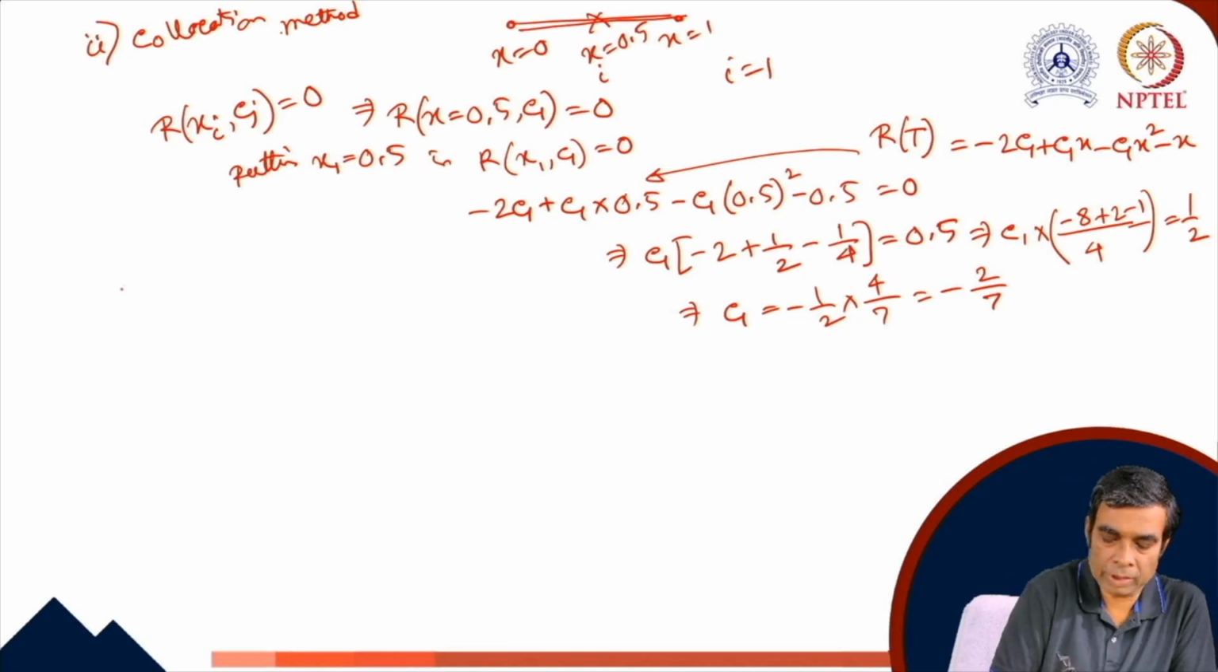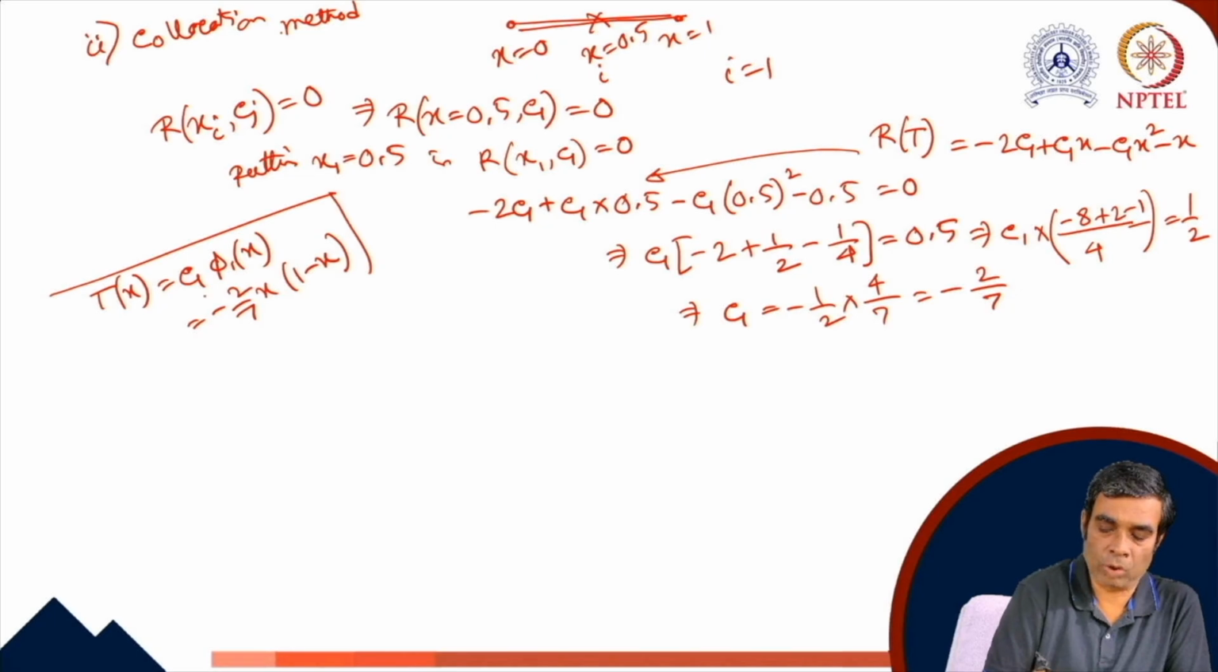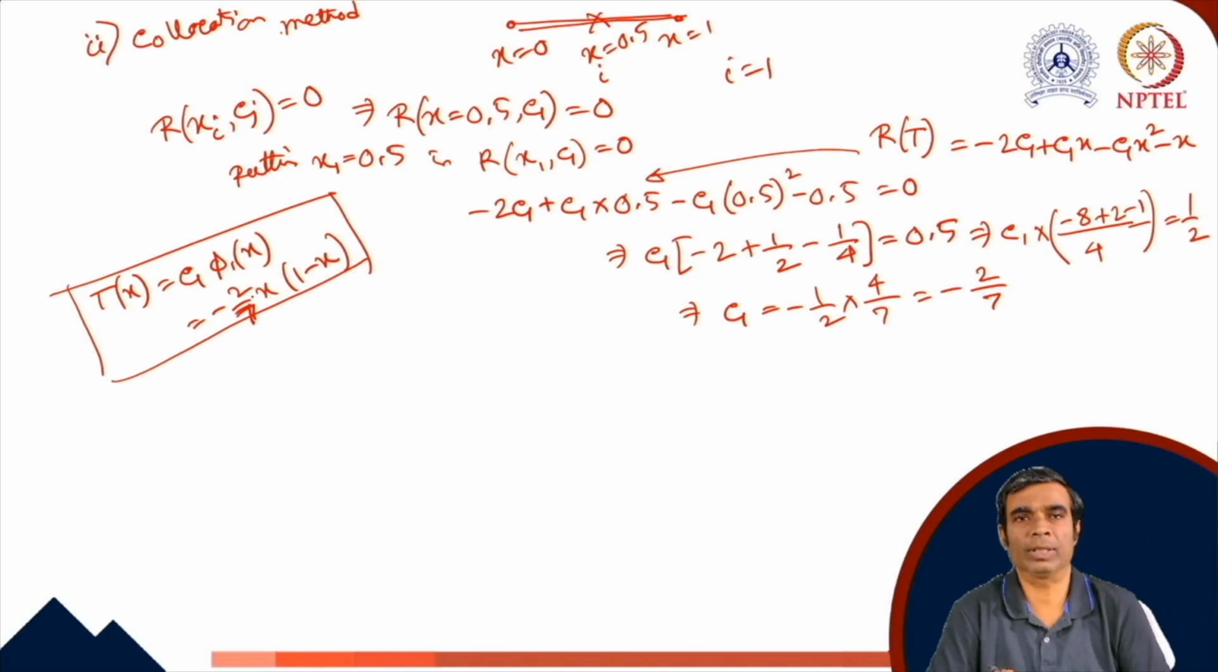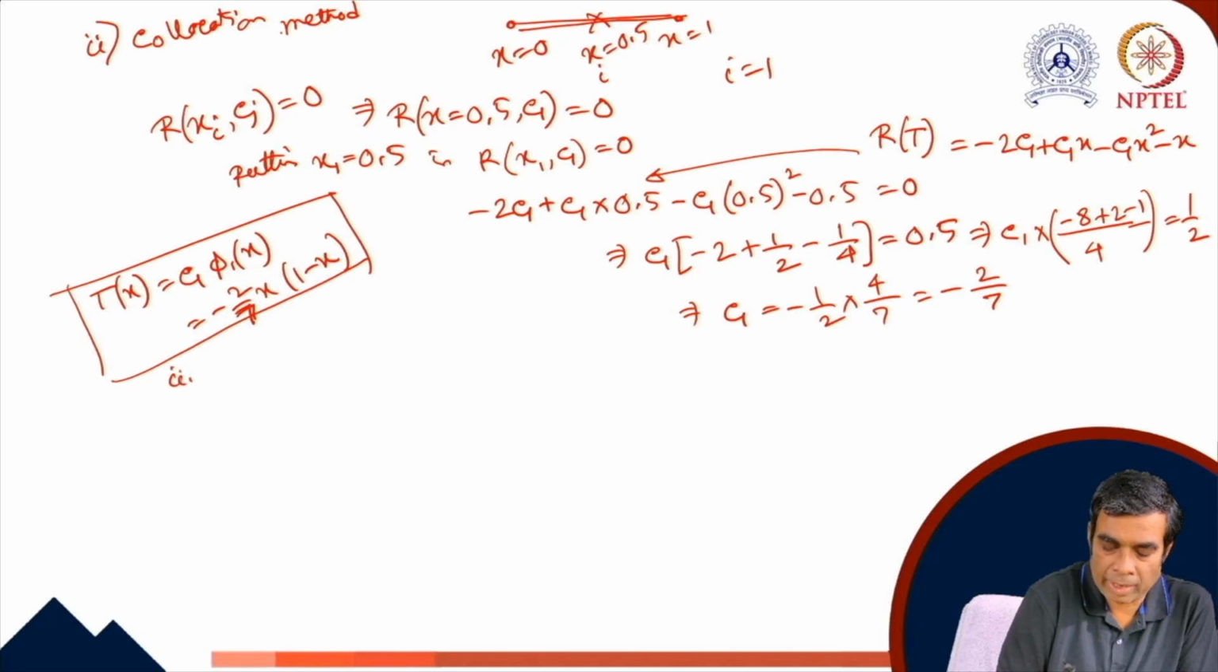So using the collocation method, our approximate solution is T(x) equals c1 phi1(x), that is minus 2 by 7 x into 1 minus x. Okay, so this is the collocation solution, and in the Galerkin formulation we already got minus 5 by 18. Okay, now we go for the least squares method.